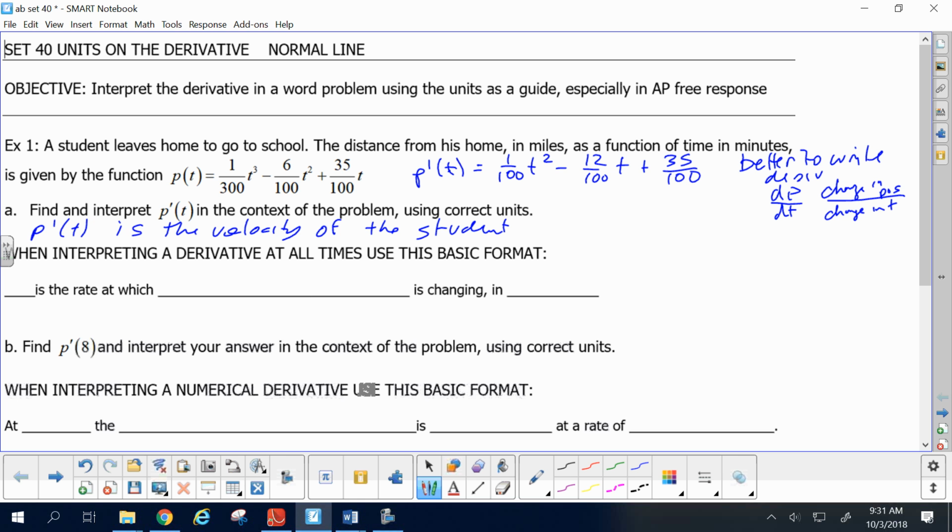It says using correct units. So it's the velocity of the student in what? In miles per minute. The velocity of the student in miles per minute. Don't assume it's still meters or miles per hour. Go with what they give you, miles per minute. You with me so far?